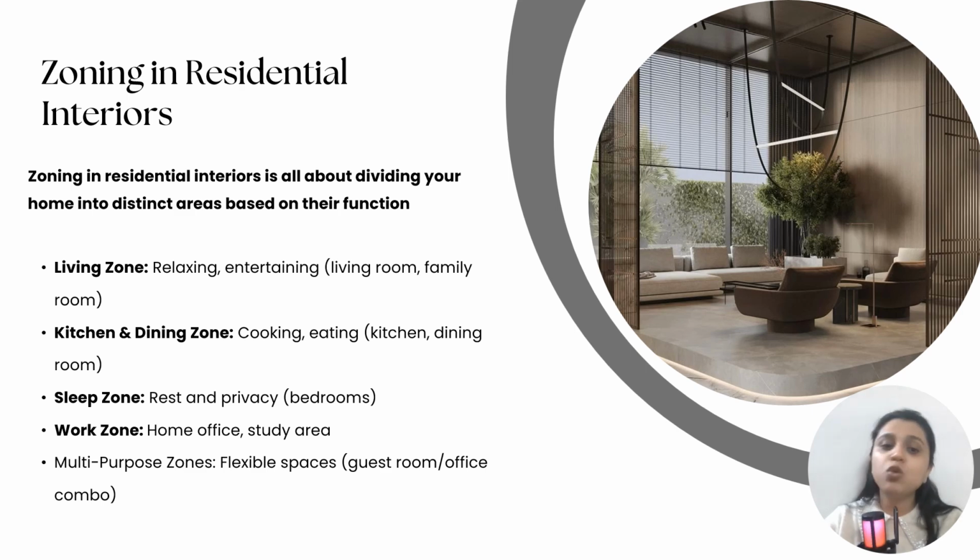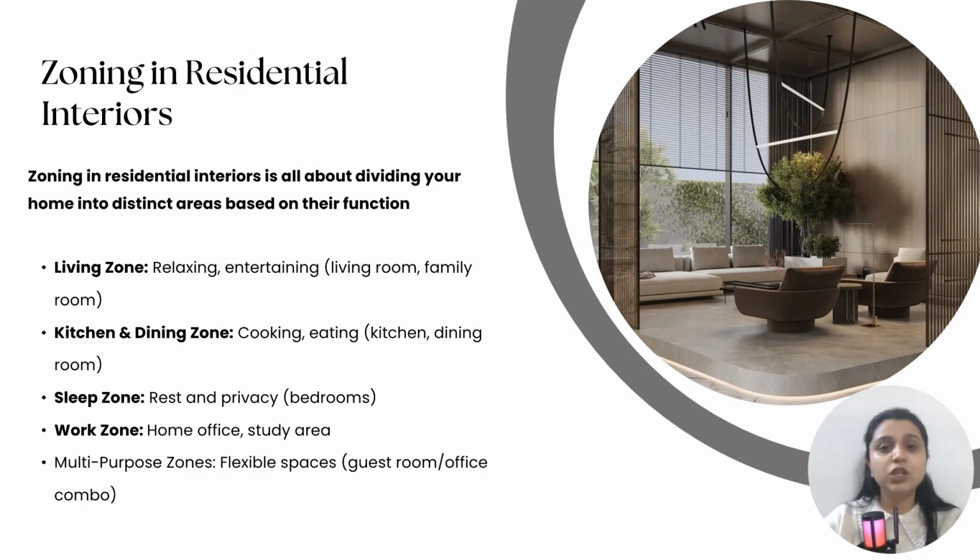Then comes your sleep zone, which is your bedrooms. So this is all about rest and privacy. Here you cannot really give anybody half walls or partitions. Here we have to consider acoustics, we have to consider sound, we have to consider light, and we have to create private zones for these kinds of spaces. Then comes your work zone. Maybe in some residential spaces you provide some study area, you provide some home office. This is also done within the sleep zone.